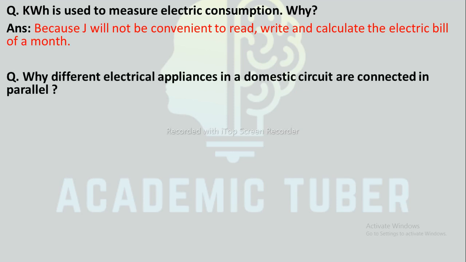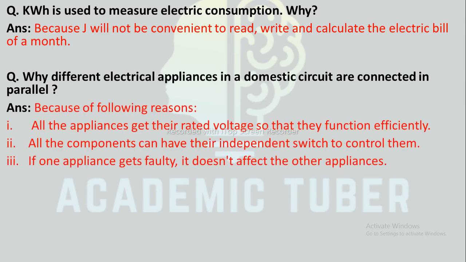Why are the different electrical appliances in a domestic circuit connected in parallel? Because of the following reasons. All the appliances get their rated voltage so that they function efficiently. All the components can have their independent switch to control them. If one appliance gets faulty, it does not affect the other appliances. That is the reason different electrical appliances in a domestic circuit are connected in parallel.